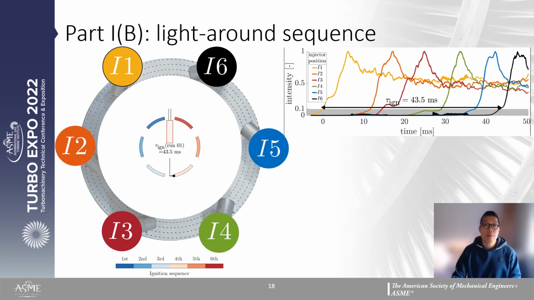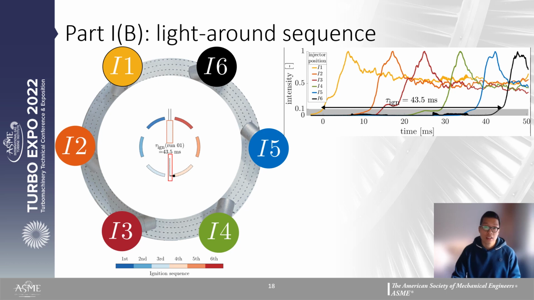Dark blue represents the first injector to be ignited, which in this case is I1, and dark red is the last, as shown by the color sequence in the color bar over here. The corresponding time taken for ignition is indicated with a black stamp plot as seen over here.